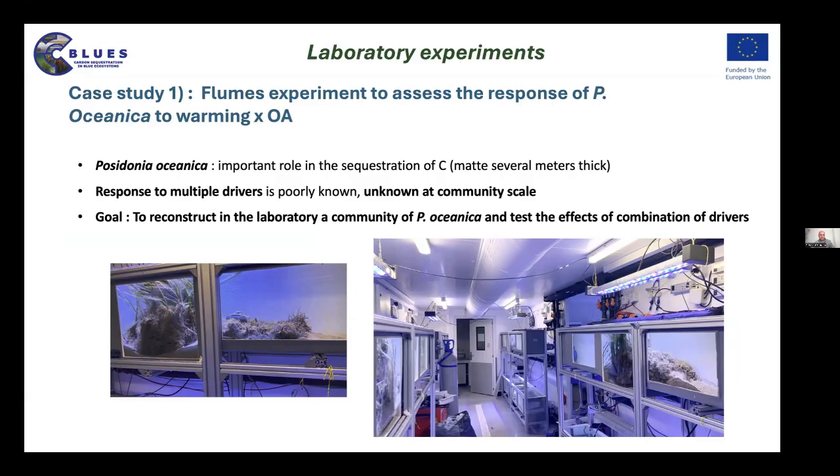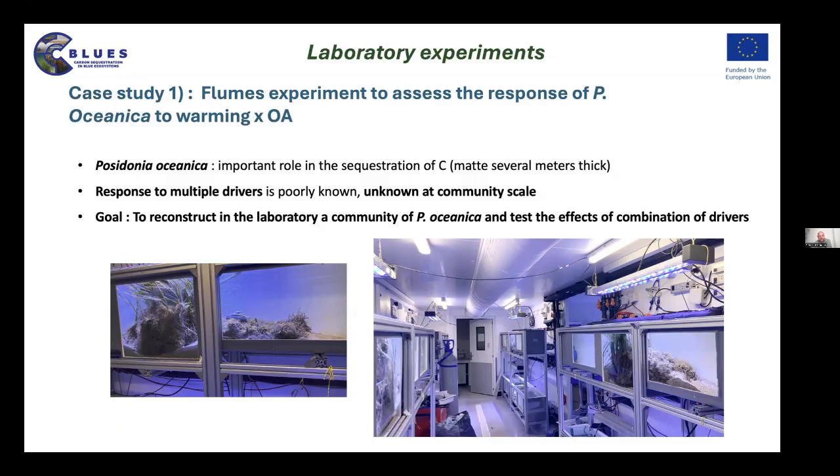It's in the south of France, close to the border with Italy. And during this experiment we worked on Posidonia oceanica. Posidonia is a seagrass that we have in the Mediterranean Sea. It's endemic to the Mediterranean, and it's very important for carbon storage, because they can make this very thick mat, as we call it, where there's a network of roots and sediment that can be several meters thick, and they can store a large amount of carbon in this mat.